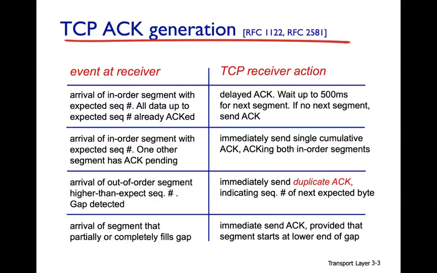Okay, so this is the overview of ACK generation and its action. Briefly, the first row is the normal case. If you get an in-order segment with the expected sequence number, already ACKed, then TCP will delay the ACK. Wait for another 500 milliseconds for the next segment. If no next segment, send ACK. Question, why do I do this?